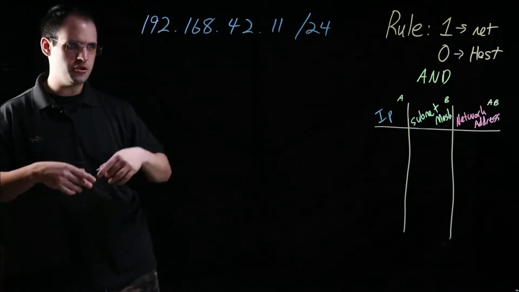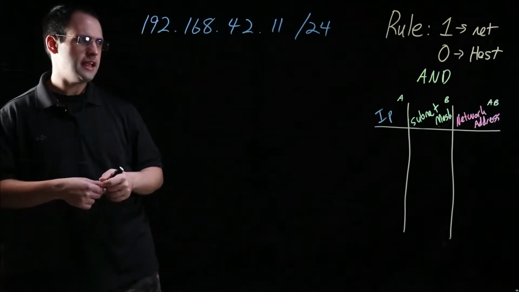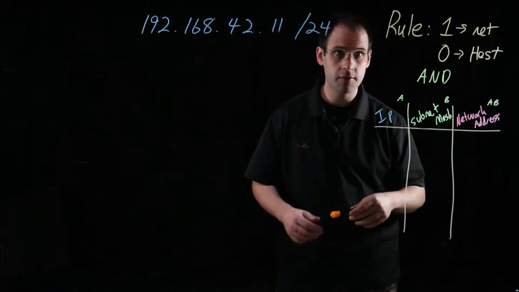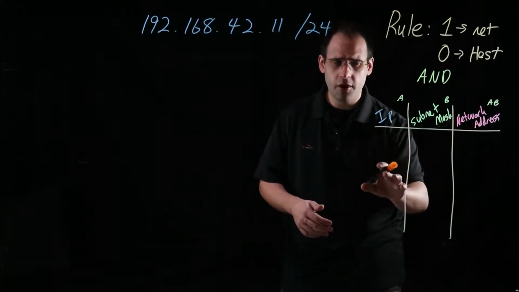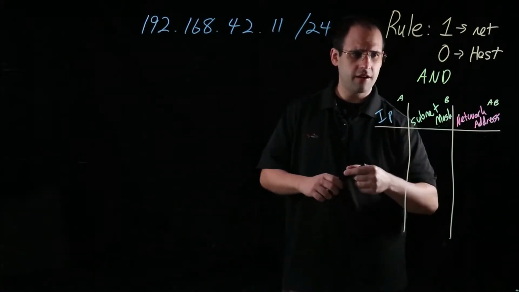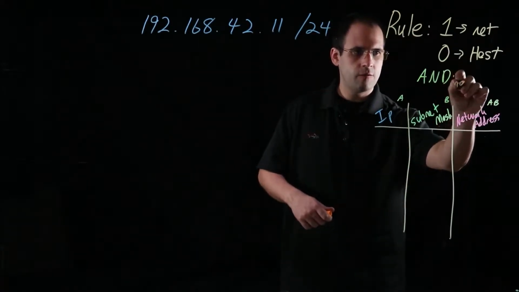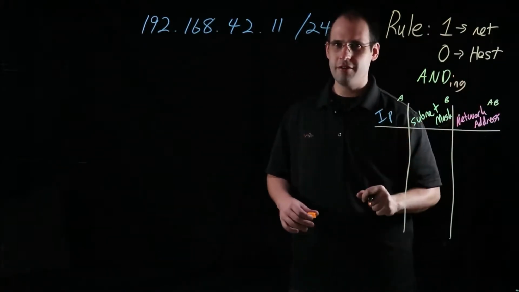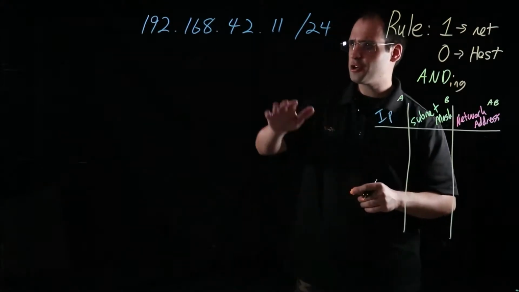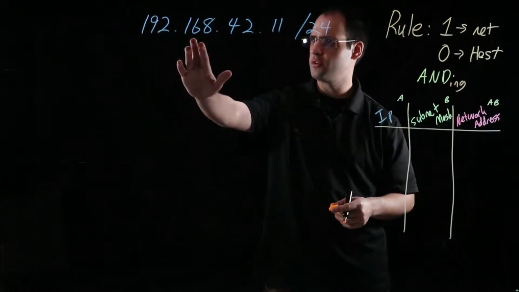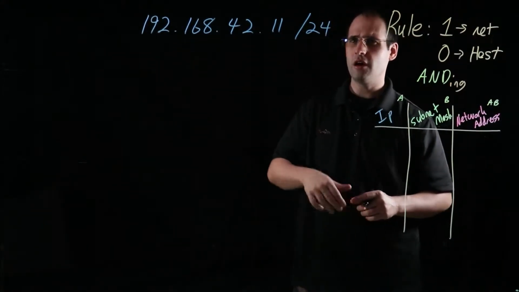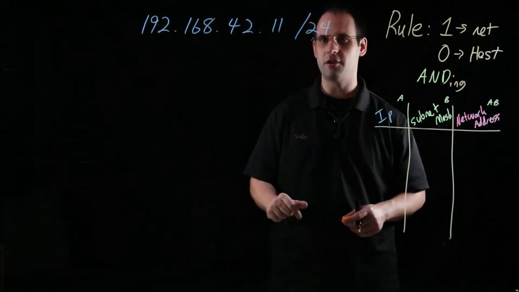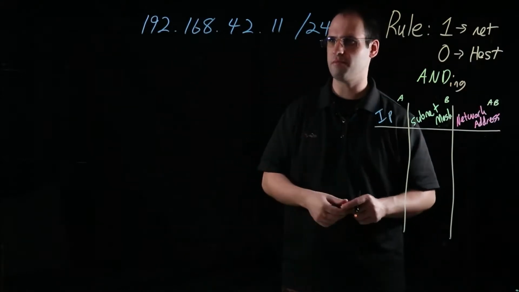But for now, I wanted to introduce subnetting and a very new, important thing, and that is the ANDing process. So we have this process here, and it's called ANDing. What we're going to be doing is comparing our binary values. So we're actually going to convert 192.168.42.11, based on its subnet mask, to binary.